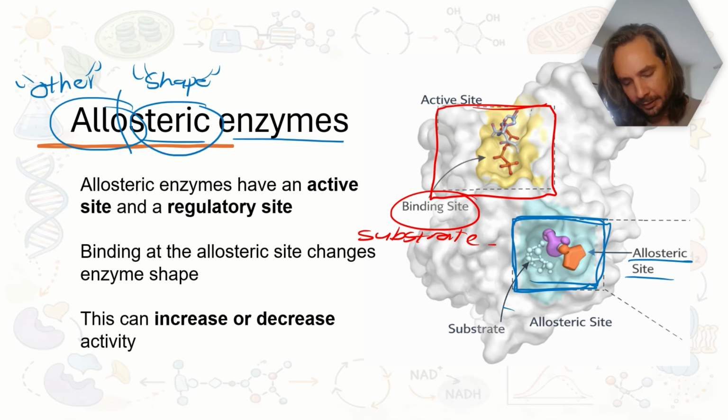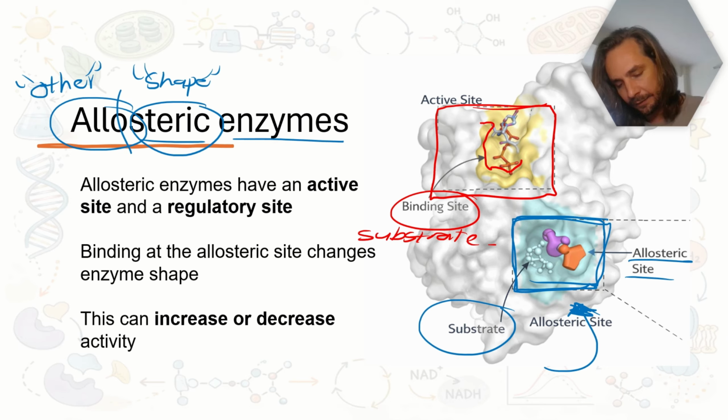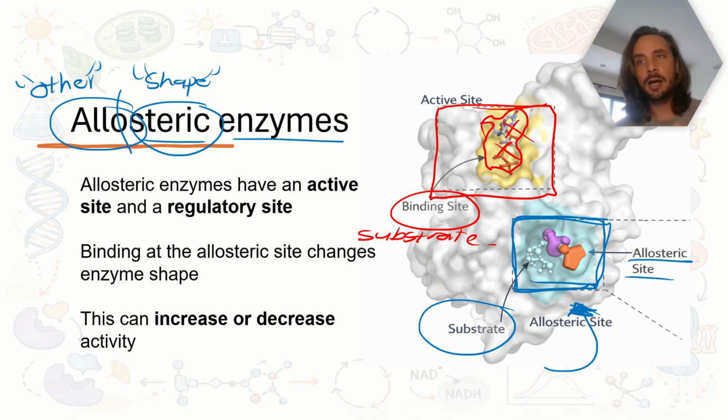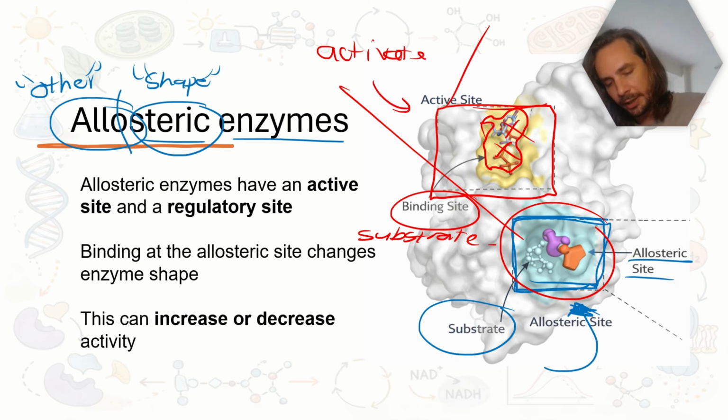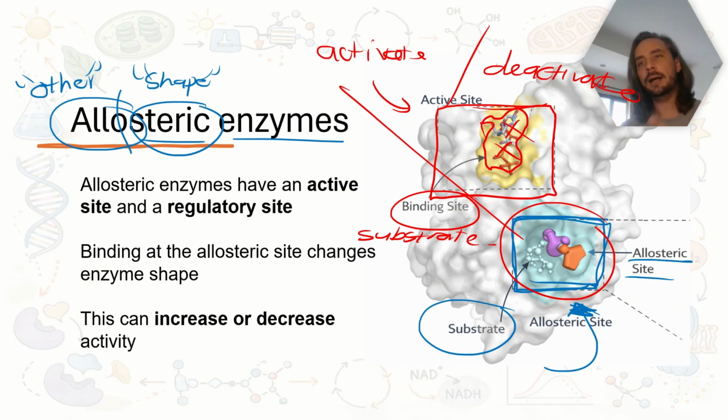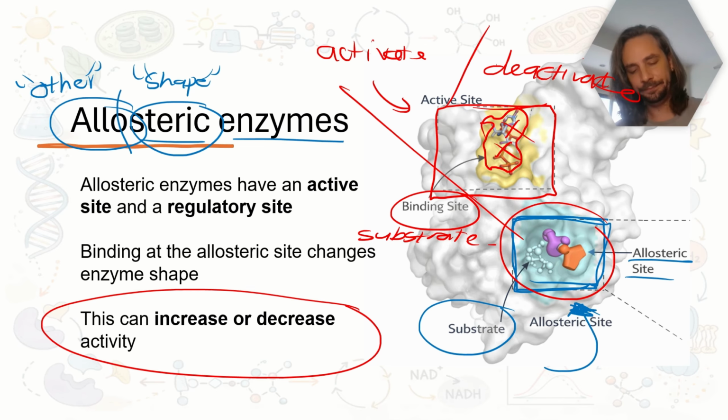Now, this is where a different substrate can bind, and once it binds, it changes the active site so that the active site becomes inactive. It can do either of two things. It can bind, and then it can activate the active site, or it can deactivate, meaning that it can either increase or decrease the activity of that enzyme.